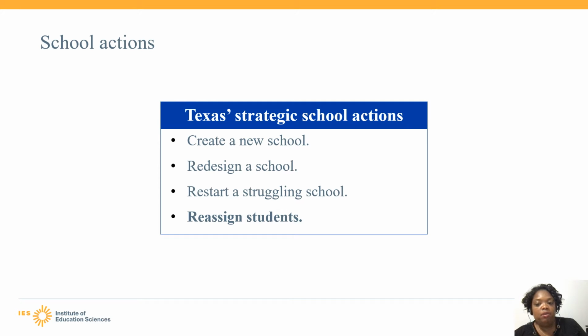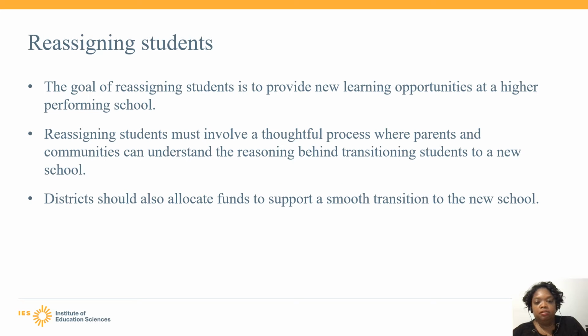In this video, I will discuss research related to reassigning students to a higher performing or new school. The goal of reassigning students is to provide new learning opportunities at a higher performing school. When districts make the decision to close a low-performing school, reassigning students must involve a thoughtful process where parents and communities can understand the reasoning behind transitioning students to a new school. Districts should also allocate funds to support a smooth transition to a new school.